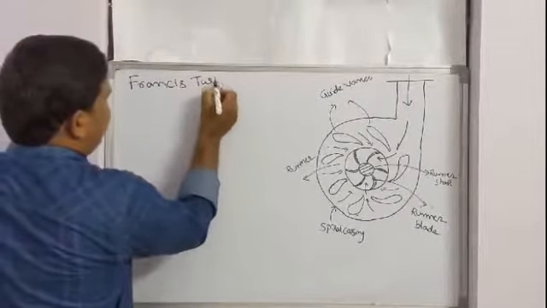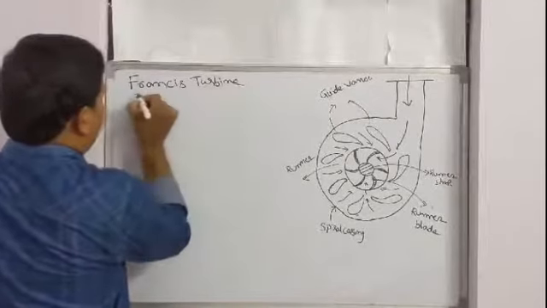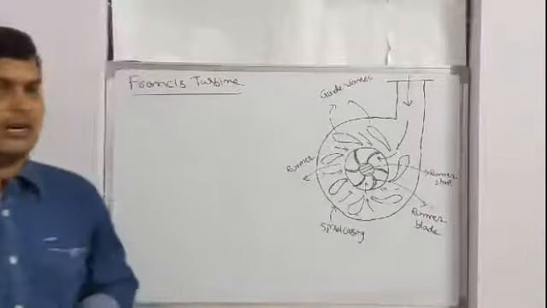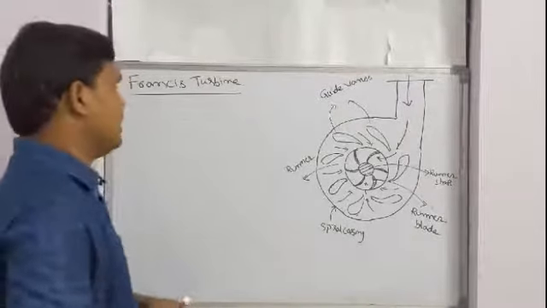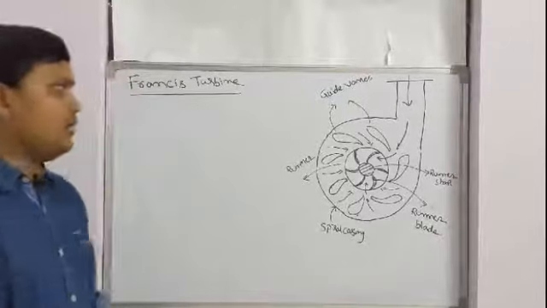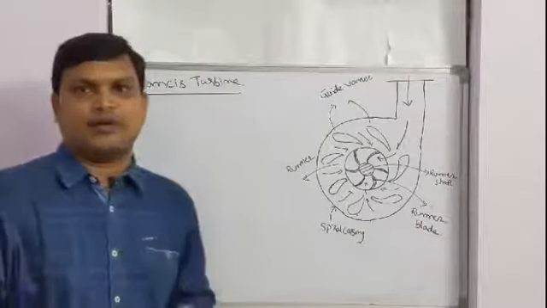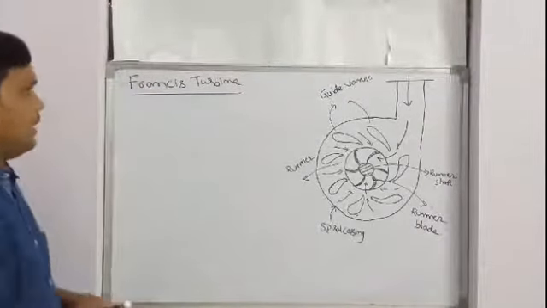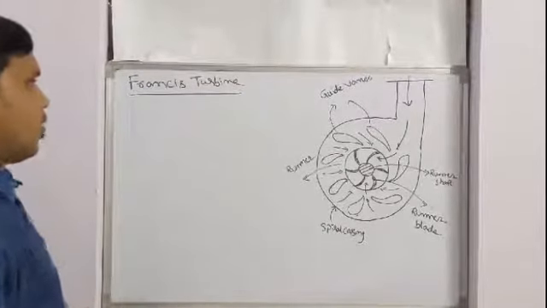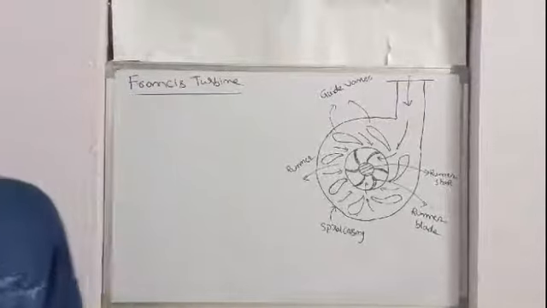So the Francis turbine is not a complete radial flow turbine, it is a mixed flow turbine. Meaning the water enters the runner blades radially and leaves the runner axially. How the water enters and leaves, you refer to my video. So I will explain the construction features, the working principle and the components of the Francis turbine.